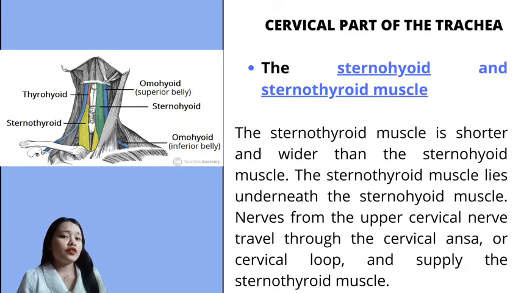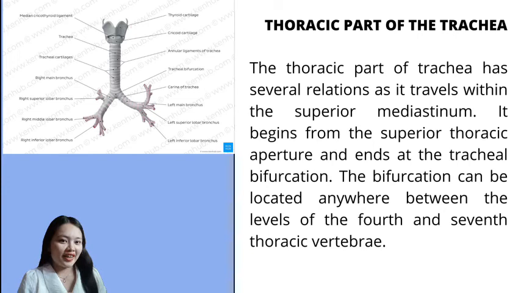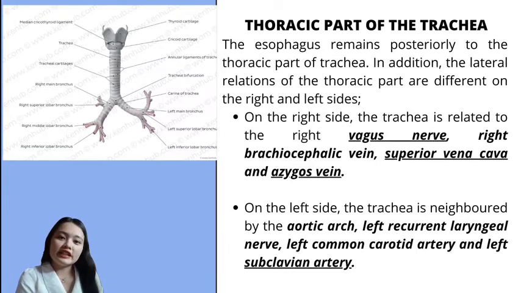So let's move on to the thoracic part of the trachea. The thoracic part of the trachea has several relations as it travels within the superior mediastinum. It begins from the superior thoracic aperture and ends at the tracheal bifurcation. The bifurcation can be located anywhere between the levels of the 4th and 7th thoracic vertebrae. The esophagus remains posterior to the thoracic part of the trachea.